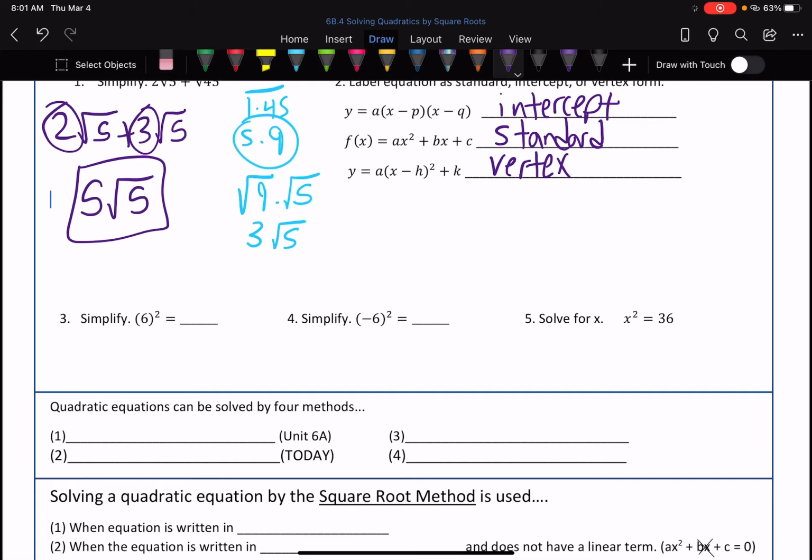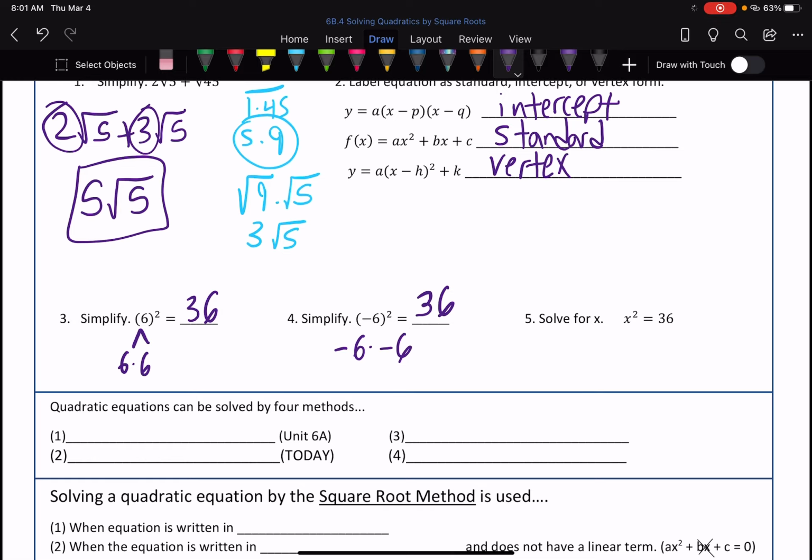Now let's look at problem 3. It says simplify 6 squared. Well, that's the same thing as saying 6 times 6, which gives us 36. Then it asks us to do negative 6 squared. So that's negative 6 times negative 6. A negative times a negative is a positive, so this is also positive 36.